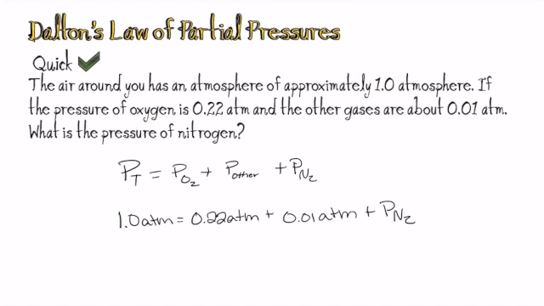So to find just nitrogen, we're going to subtract the pressure of oxygen and the pressure of other gases from the total pressure. So the pressure of nitrogen is 0.77 atmospheres.